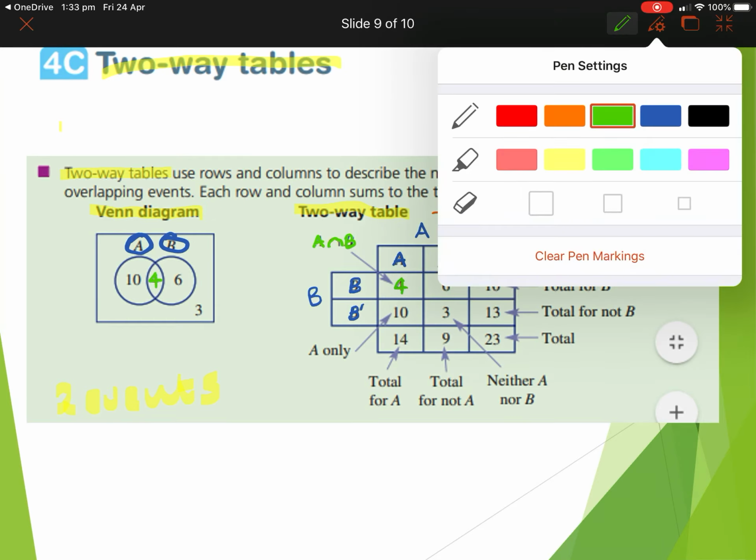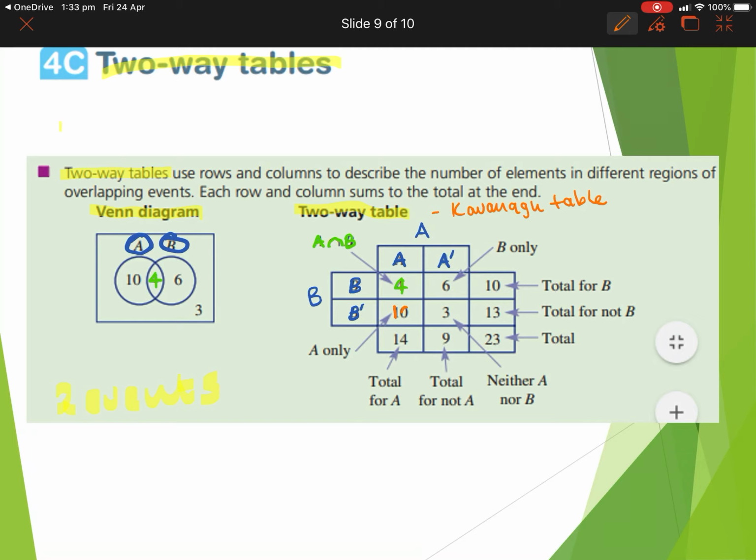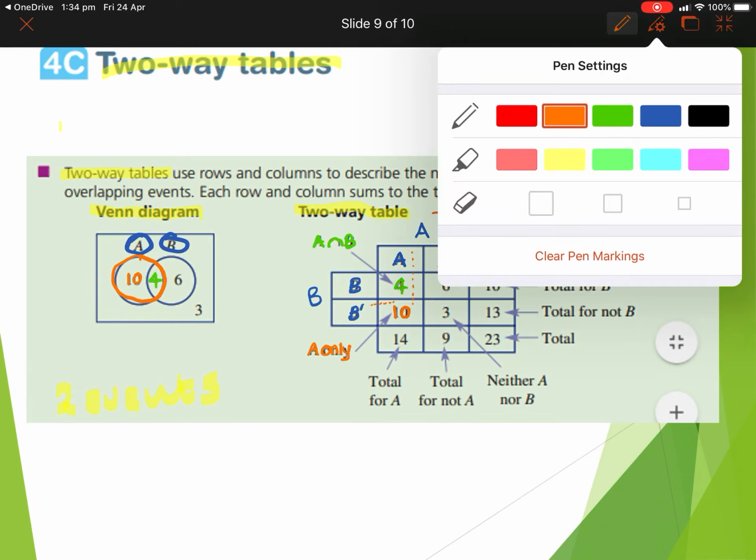Okay, let's go a different colour. Let's look at this 10 here. This 10 means that it's in A, because see how it's in this column A, but it's in the row of not B. So it has to be the number 10 in A but not in B. If you look over at our Venn diagram, see how this 10 is in the A circle, and it's not in B. That's why it is the same here. So it's in A, not B, so that's obviously A only. There is a lot of wording here, but it's important to get this into your books.